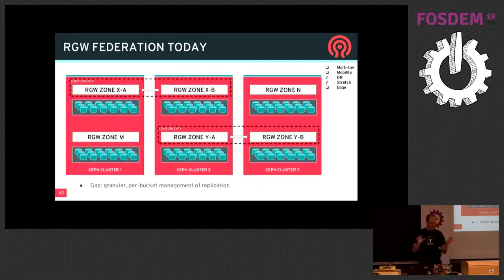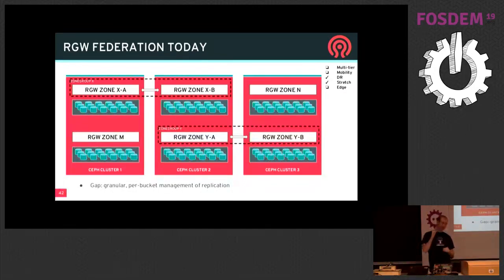So just to view this visually, you might have 3 different Ceph clusters. Each of them has 2 zones. Some of them might be grouped into replication groups, zone groups. So XA and XB might be replicating all the same data. Other zones might be standalone. They're not replicating with anybody else. They're just independent collections of buckets and data. Other ones might be replicating and so on.